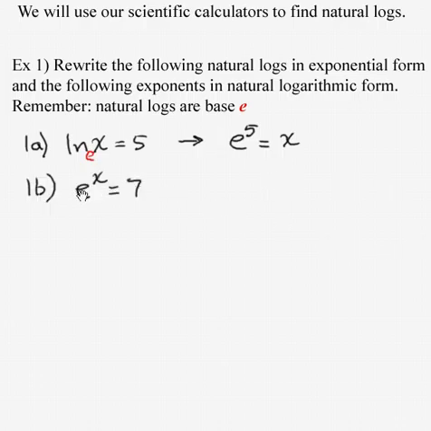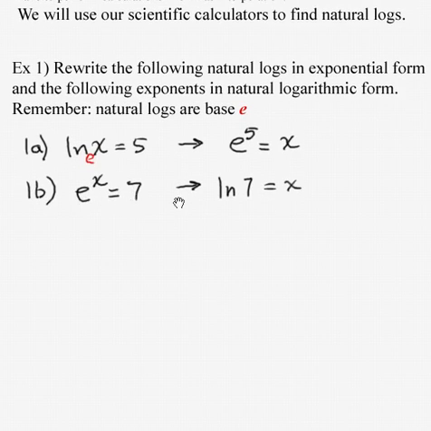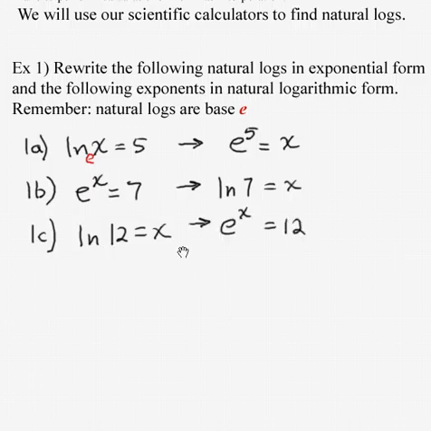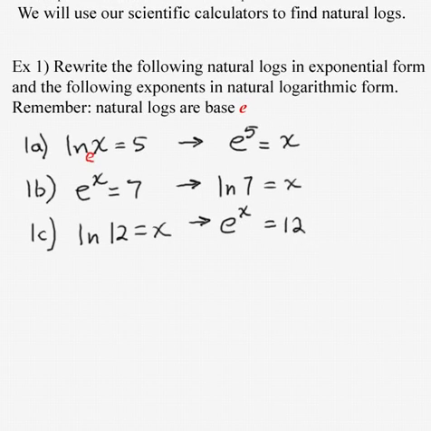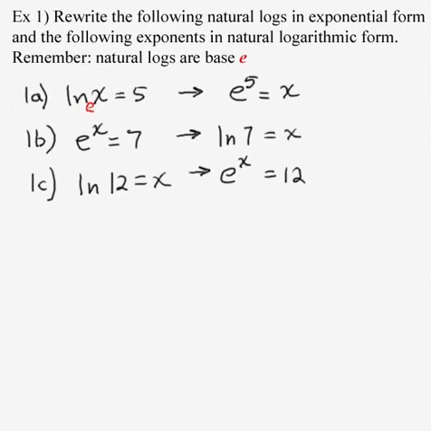Okay, how about this? e to the x equals 7. Rewrite that as a log. Well, remember the exponent x is the log of that number 7, and it's base e, and I'm not writing that base e there. Natural log of 12 equals x. Well, remember, it's base e. So to rewrite it, that's e to the x power is equal to 12. We learned this early on in the chapter, how to rewrite logs as exponents and exponents as logs.